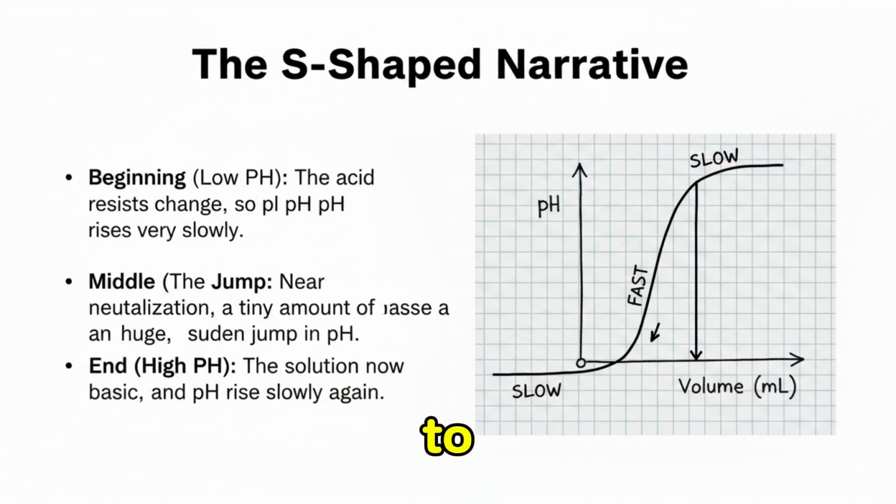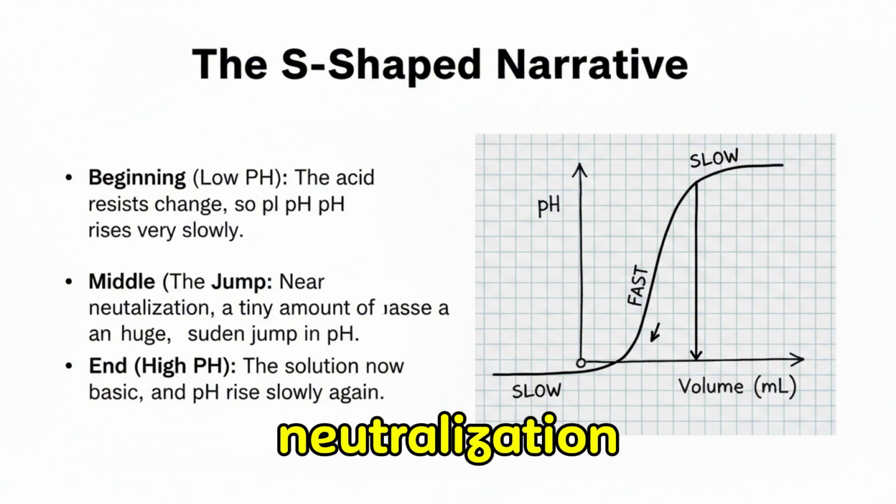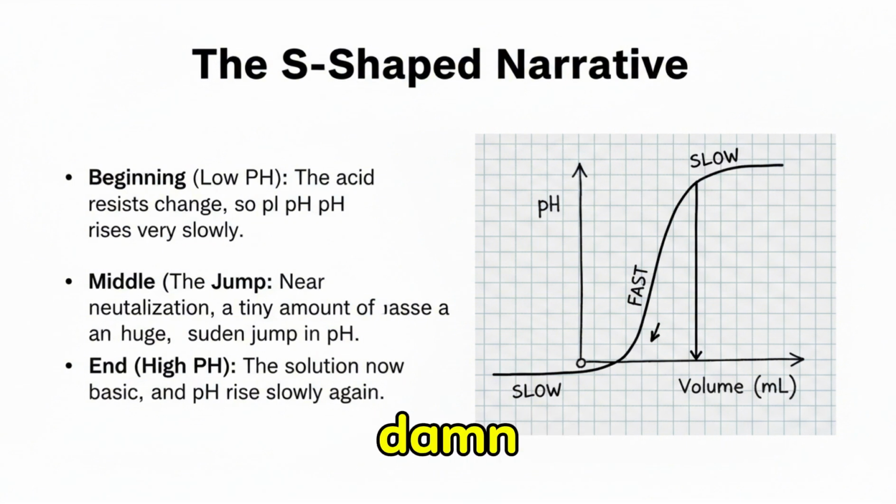We get close to the point of perfect neutralization, and suddenly, even a single drop of base causes a massive vertical jump in the pH. The solution goes from acidic to basic almost instantly. This is the steep middle part of the S.